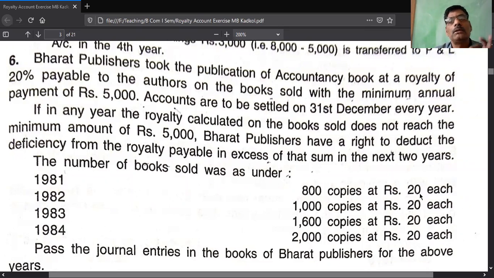20% on 20 rupees is 4 rupees. 4 rupees is the rate of royalty. Then the minimum rent is 5,000. If the minimum rent is not reached, the shortfall is to be deducted from the excess of royalty in the next 2 years. The recovery period is the next 2 years.